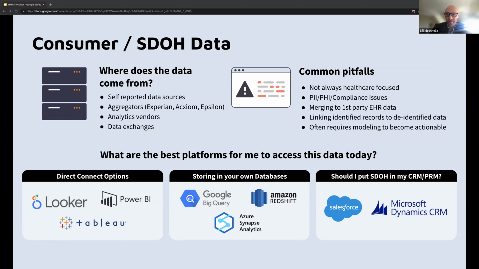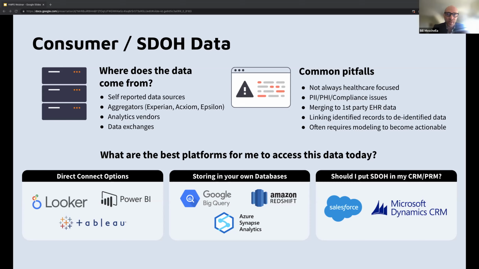So the common pitfalls across trying to source and manage your own data to bring it into your systems is that it's not always healthcare focused. So there might be a number of fields and attributes that aren't very relevant to what you might be looking for. PII, PHI, and compliance issues is always going to be the biggest thing.